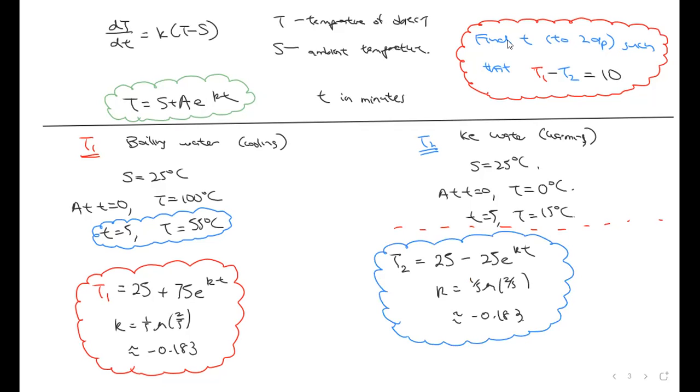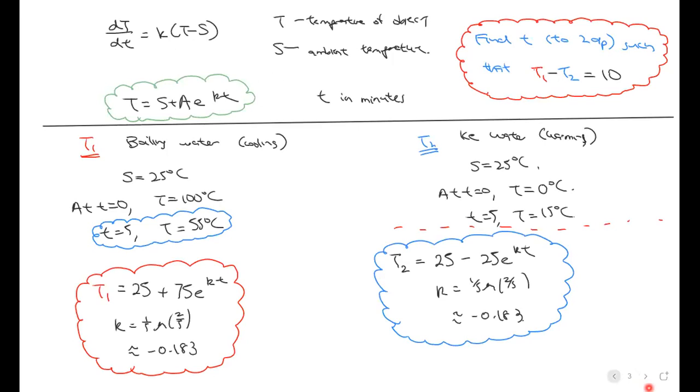So at this point in time, you now need to make this happen. You need T1 minus T2 equal 10. So you just take this T1, you minus this T2, and you let it equal 10. So remember, T1 equals 25 plus 75 e to the kt. T2 equals 25 minus 25 e to the kt, where k was equal to 1/5 log 2/5. Just double check we've got everything correct here. 25 plus 75 e to the kt, 25 minus 25 e to the kt, and k is 1/5 log 2/5. And we want this condition.